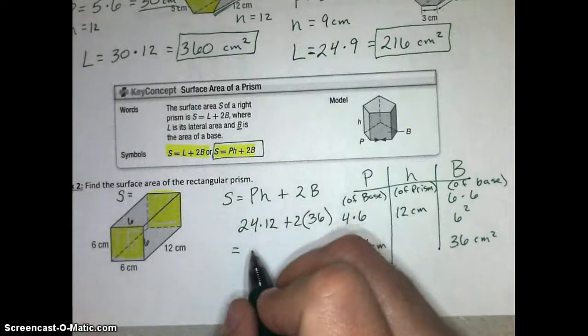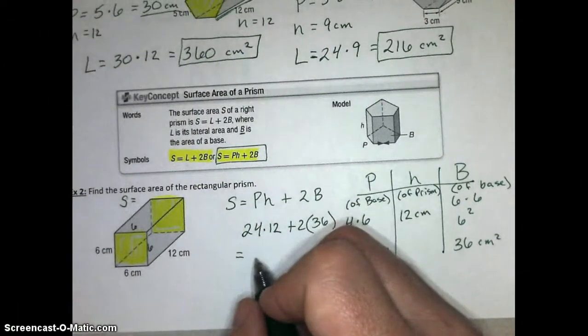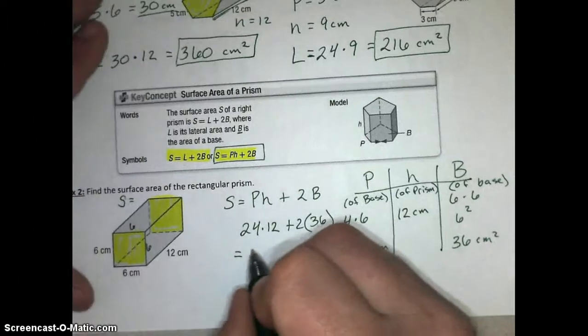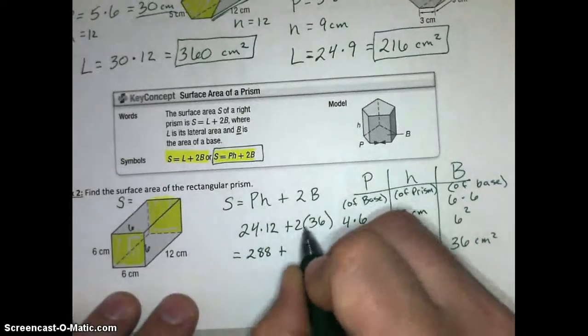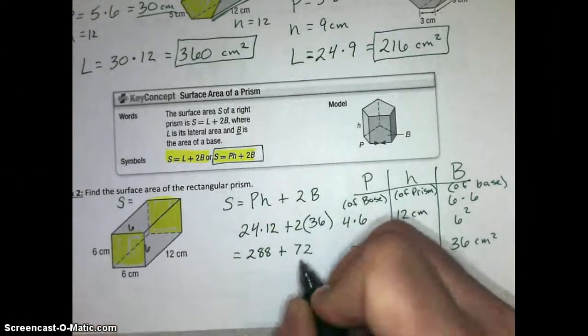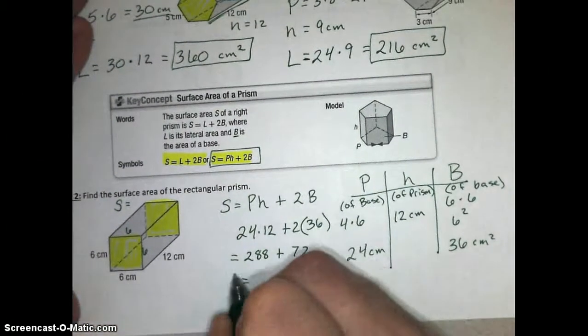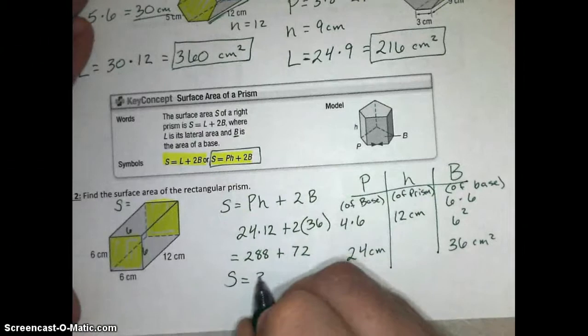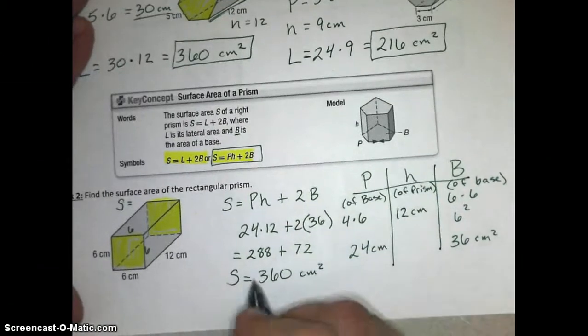24 times 12 is 288, plus 2 times 36. 2 times 36 is 72. So when I add those together, I get a total surface area of 360 square centimeters. The unit of measure is important.